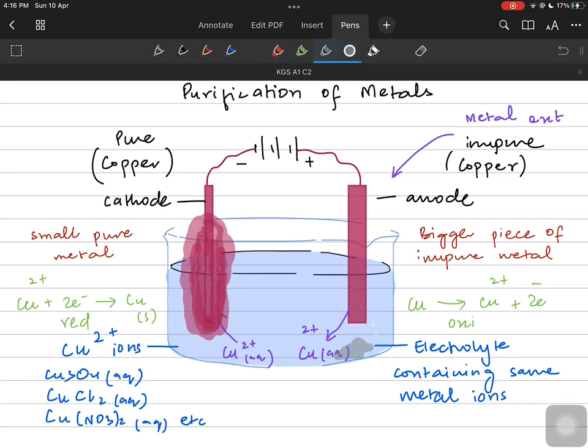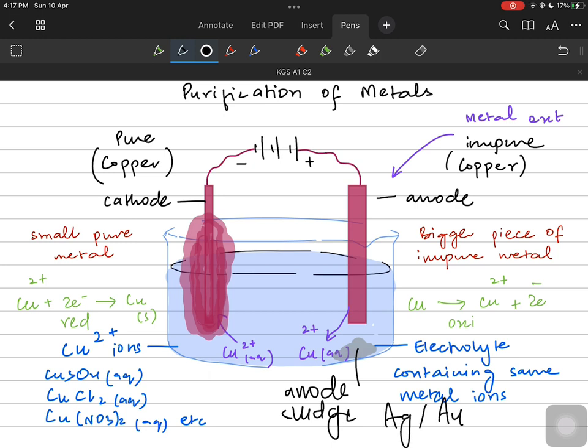There may be impurities in the impure anode, so you can see a substance called anode sludge, as impurities settling at the bottom of the anode. This can have unreactive metals like silver or gold. So anode sludge has impure substances which settle at the bottom.